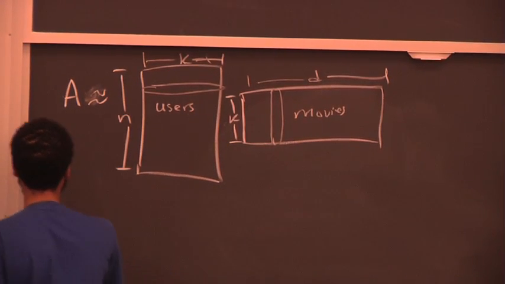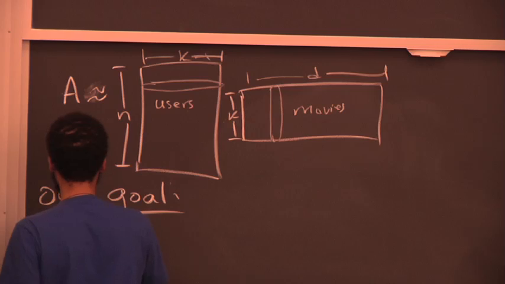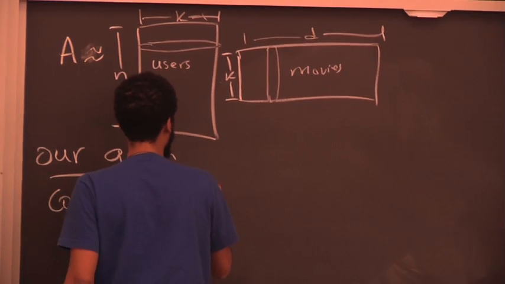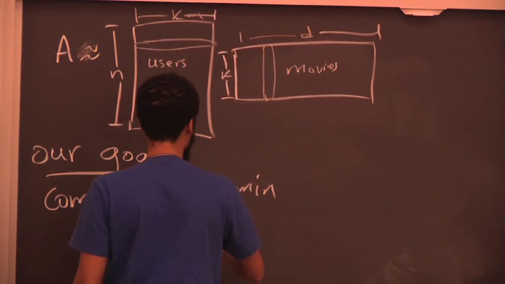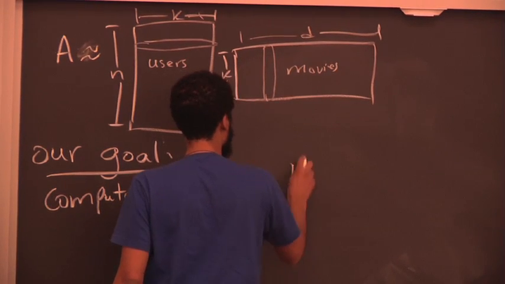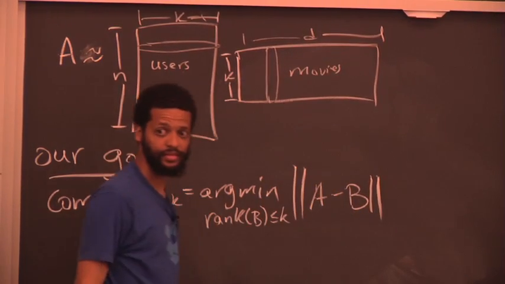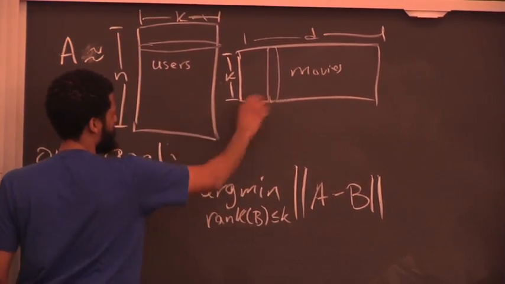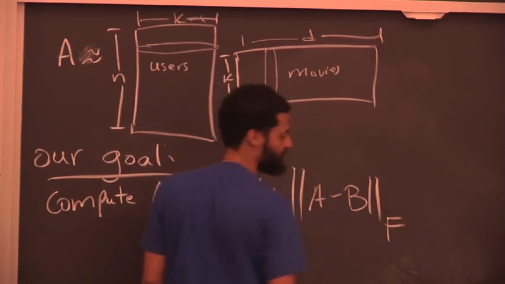So our goal is to compute A_K, which is the argmin over matrices B of rank at most K of basically A minus B. Okay. So B, for us, A_K would be the product of these two matrices. Okay. And today we're going to look at Frobenius norm.